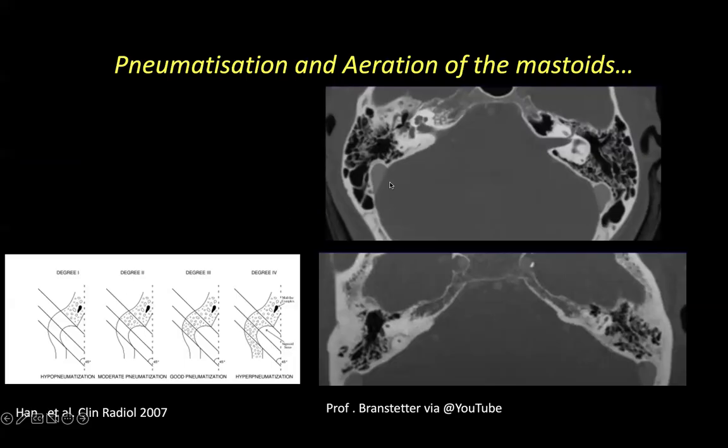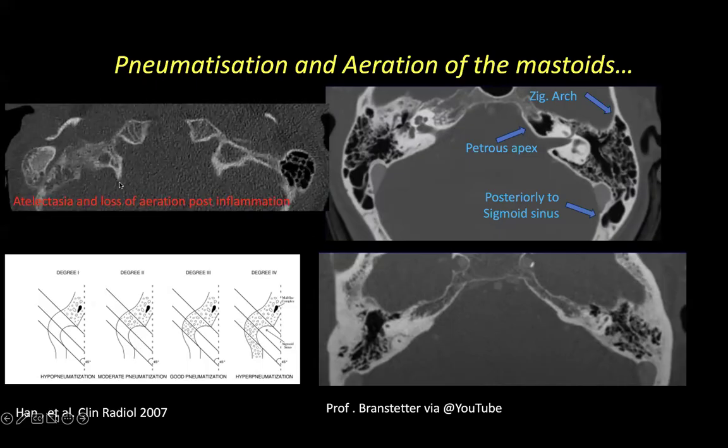Pneumatization, meaning how many cells are present in the mastoids, and you can have a very aerated mastoid and less aerated mastoid. This is all normal. And by the way, I took this image from Professor Brandstetter's presentation on YouTube. It's a great channel dedicated to radiology of the head and neck, so check it out. And you can have several degrees based on the extension of the pneumatization in comparison to the sigmoid sinus.